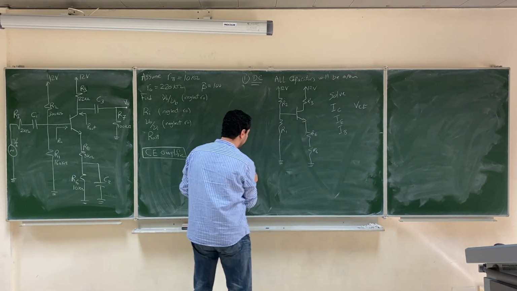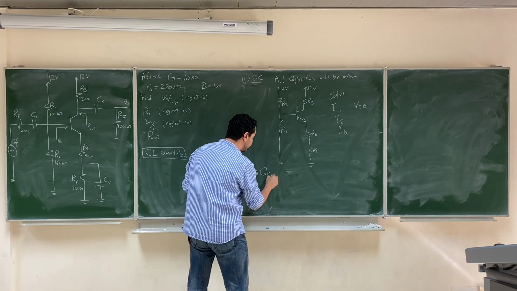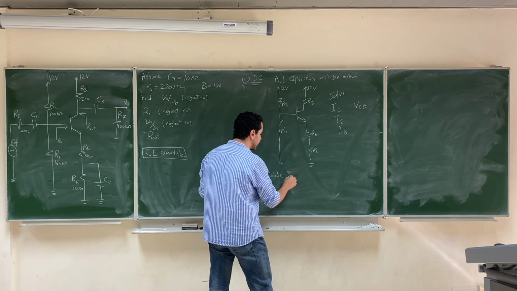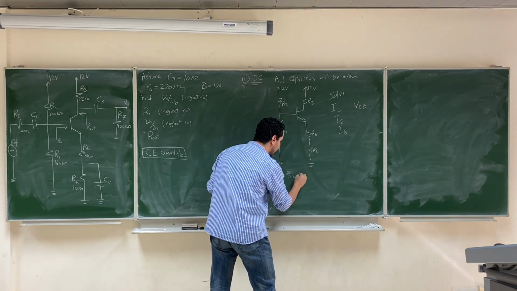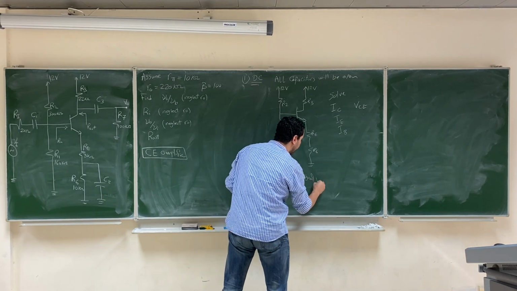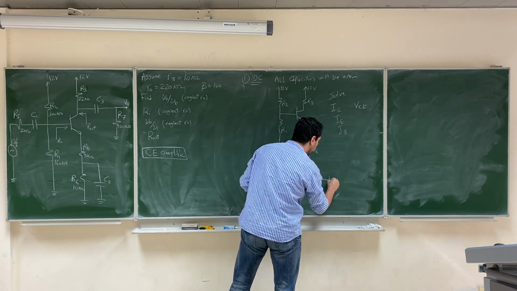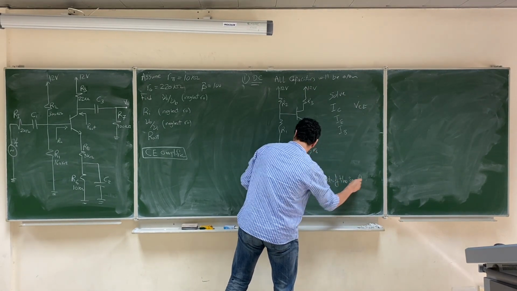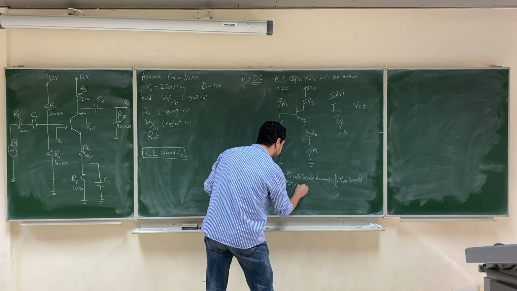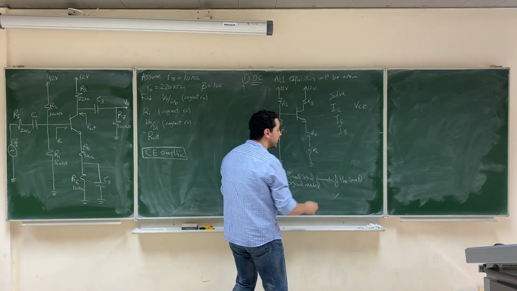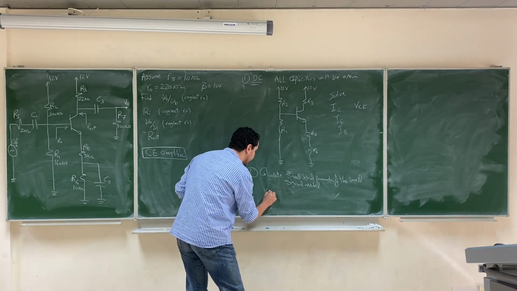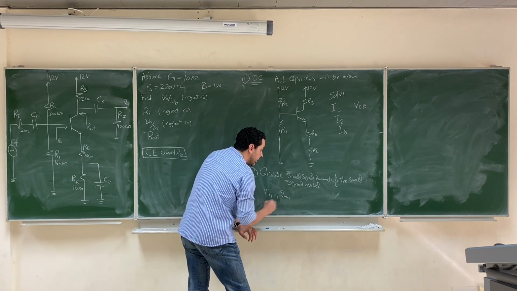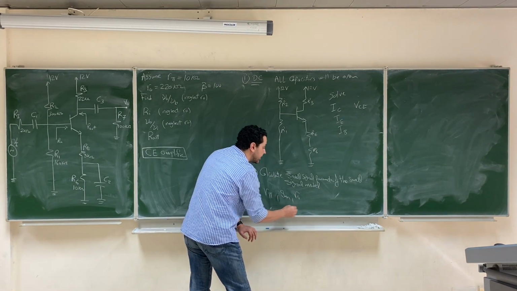So the second step after you solve the DC is to calculate the AC parameters of the small signal model. Which are what? If you are going to use the pi model, then you need to calculate R pi, you need to calculate the GM, right? You need to calculate RO if there is an early effect.